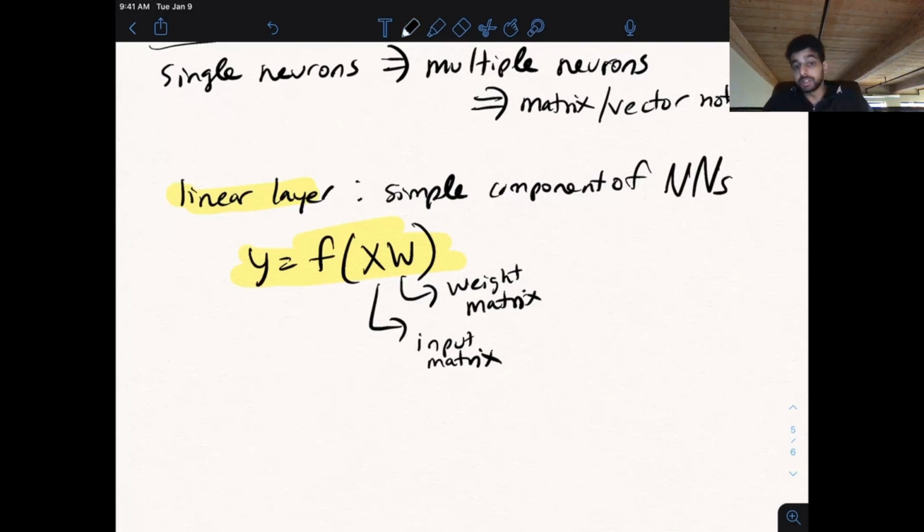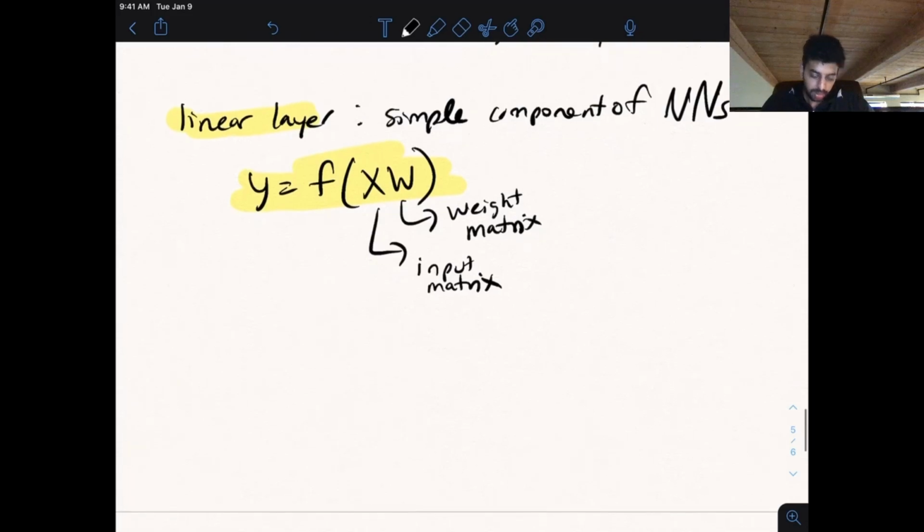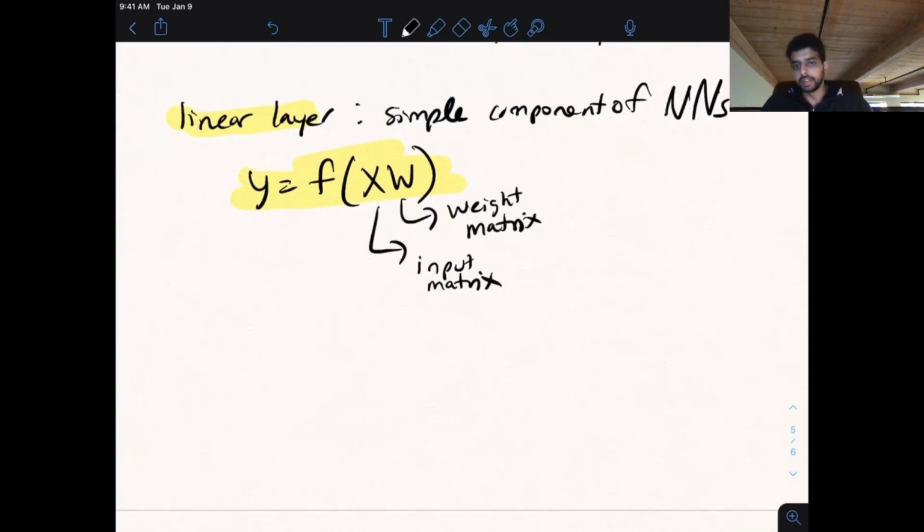You also might see this with the order of the product switched around, so Y equals f of WX. But we're going to go with this because it makes the derivation a little more straightforward. But in practice, this general concept applies in general.